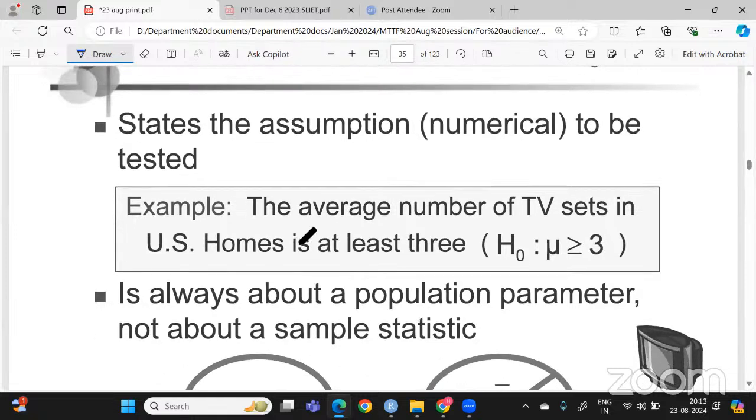Okay, so there is one assumption that the average number of TV sets in a US home is at least 3. One thing I want to make clear is what we can use in the null hypothesis.